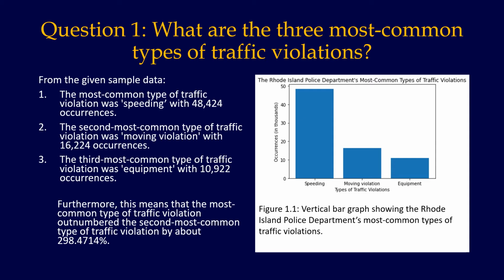Furthermore, this means that the most common type of traffic violation outnumbered the second most common type of traffic violation by about 298.4714%. Figure 1.1 on the right contains a vertical bar graph showing the three most common types of traffic violations. This graph is measured in thousands of occurrences.